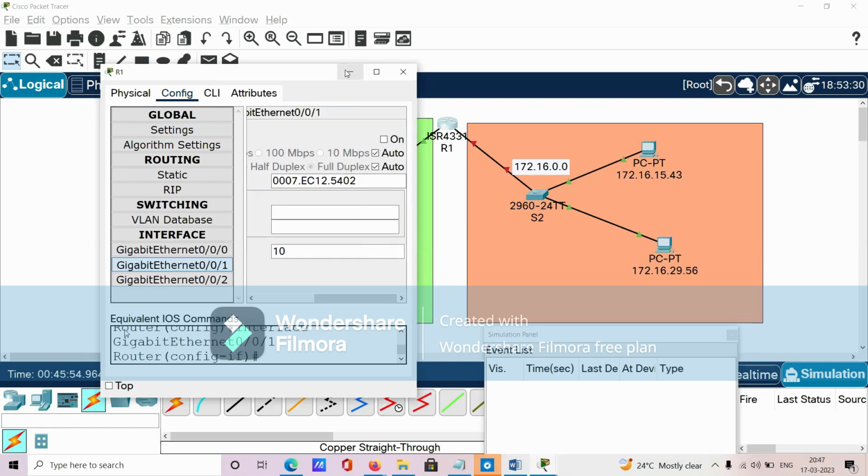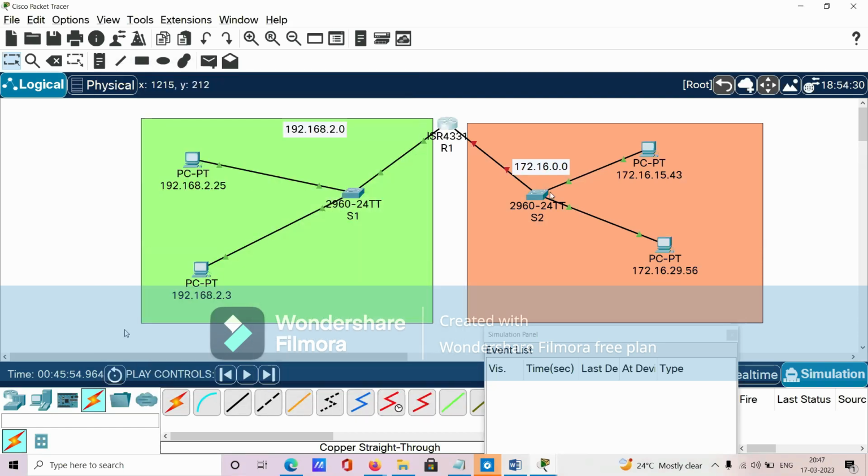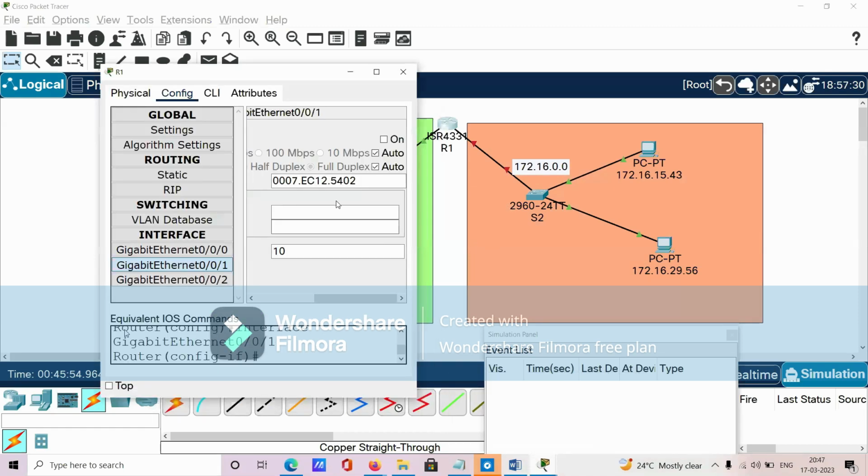Now the line that is connected from R2 to S2, the interface that is connected, the name of that interface is 0/0/1, and this interface also has a MAC address. Now if this interface has a MAC address, we have to assign the IP address to this. Now what IP address should I assign?